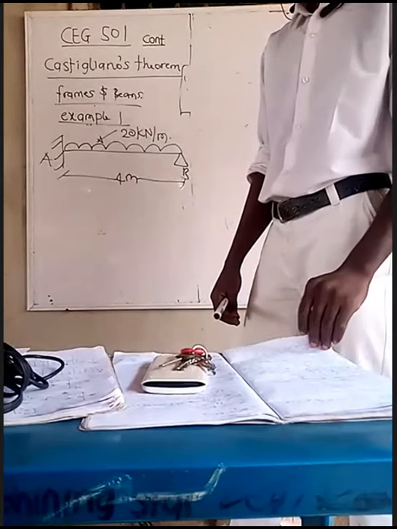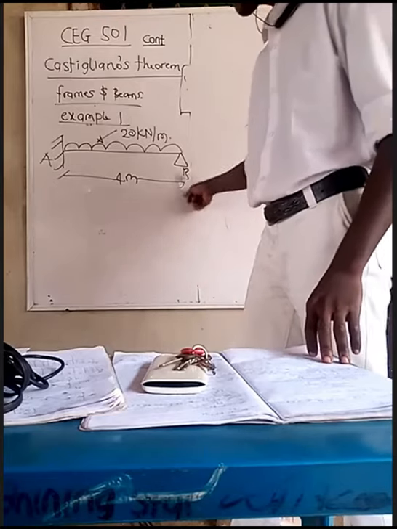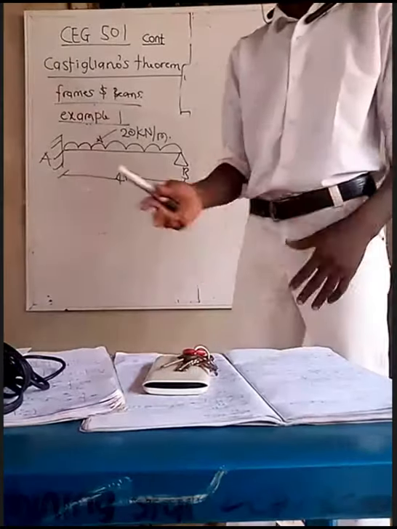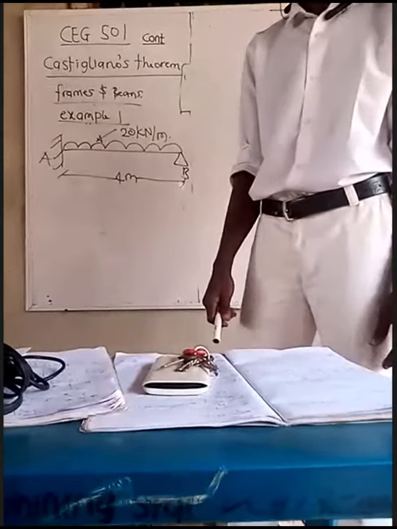Please, I'm not trying to make anyone feel bad or anything, but I believe that if we do that now, we are not going to be able to move very fast. So that's why I'll just solve it, then you plot the BMD by yourself.